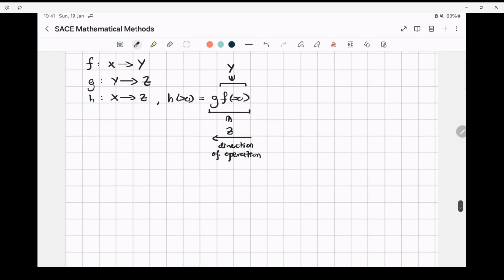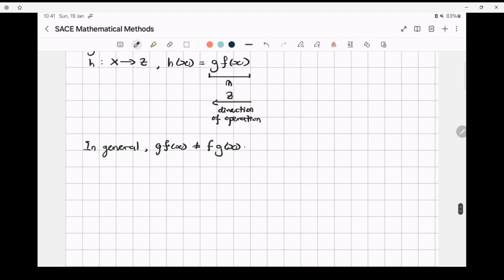And then in general, if you have g of f, this is not the same as f of g. There are some exceptions, but in general, this is not true. And then the second thing is when you have f squared of x, this is actually f composite with f.